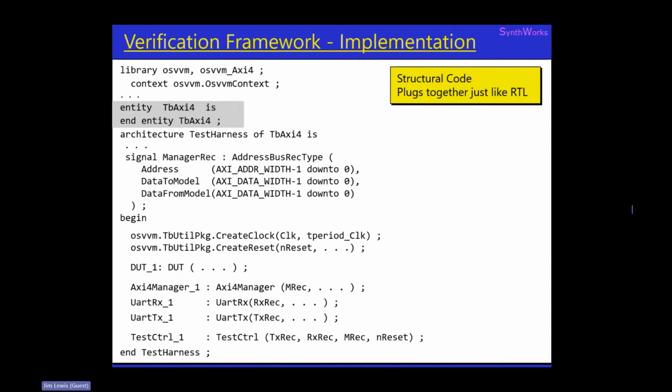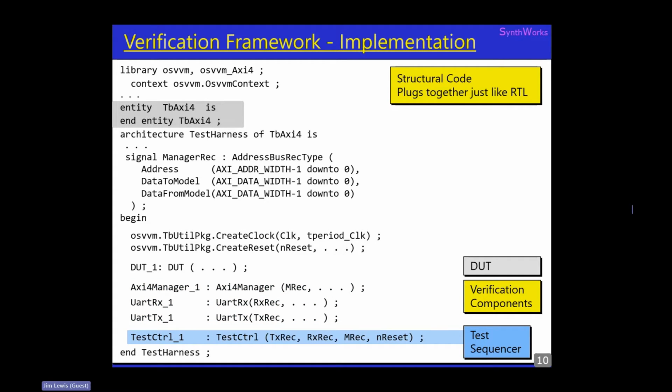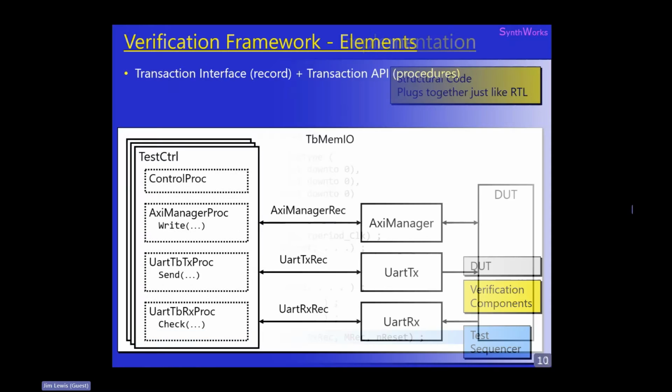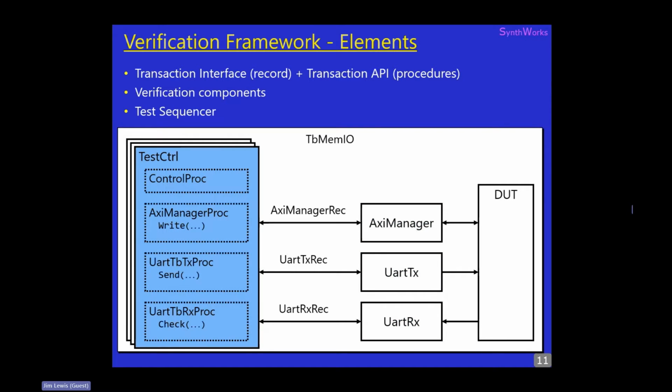If we look at the framework, it's nothing more than structural code, just like you do in RTL design. So we have an instance of the DUT, we have instances of the verification components, and we have an instance of the test sequencer. So if we go back to the elements of the verification framework, we have a transaction interface, which is a record, and a transaction API, which is procedure calls that allow us to dispatch transactions. We have the verification components, and we have the test sequencer. We're going to talk about all of this in this presentation.